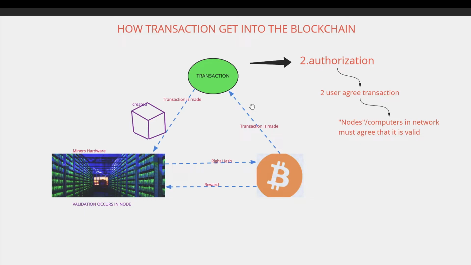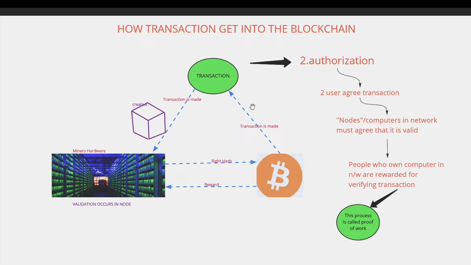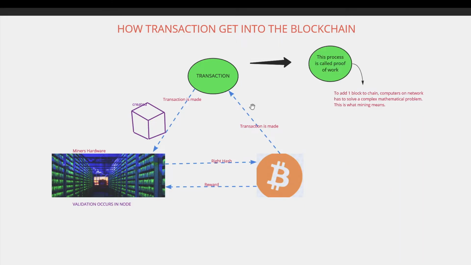So first, a transaction is made, right? And how is that authorized? The two users agree on the transaction, and the nodes or computers in the blockchain network must agree that it is valid. On a first come first serve basis, the hardware that determines the right hash is going to get the reward, and that validation has to be done by every other node in the network. Once that validation is done, the one who correctly validated the block hash is rewarded with cryptocurrency. This process is called proof of work.